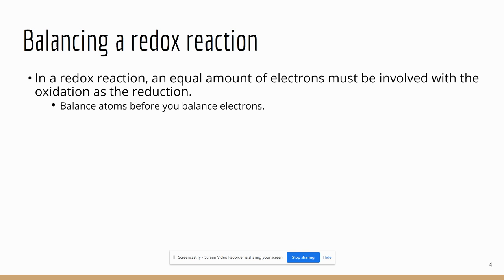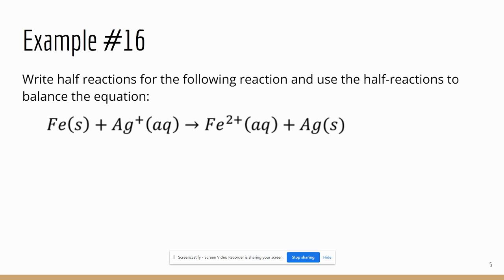Pause here. So with balancing redox reactions, in addition to balancing out the atoms, we're going to need to balance out the electrons as well. We're going to do that by splitting the reaction into its oxidation and its reduction, and then ensuring that we've got equal numbers of electrons in both before putting it back together. Pause here.